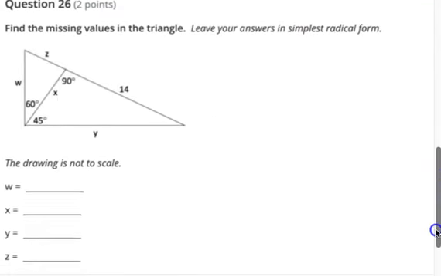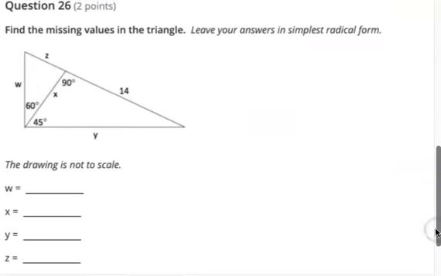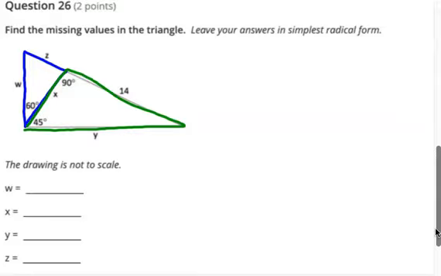Find the missing sides in the triangle. Again, simplest radical form. All right, so I have a 30, 60, 90 right here. Okay, and I have a 45, 45, 90 right here, even though it's definitely not to scale. Okay, something a little bit weird about this triangle is that the green one, the legs are supposed to be the same length, but they really don't look the same length. So 45, 45, 90 over here. If this is a 14 right here, that means x has to be 14. These legs have to be the same.